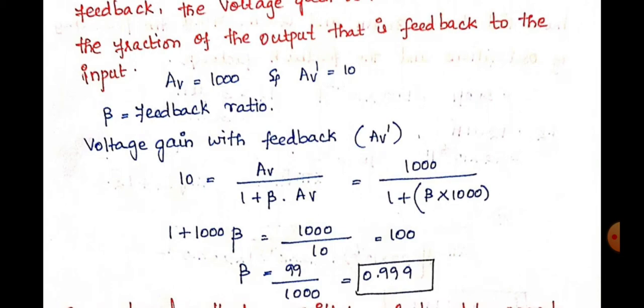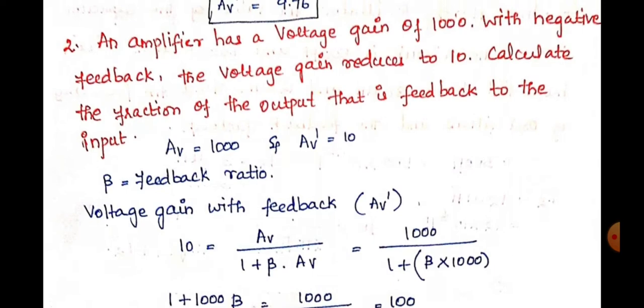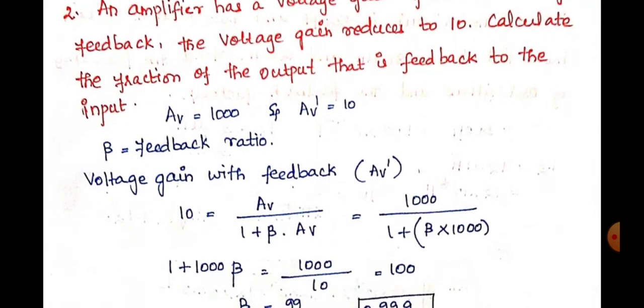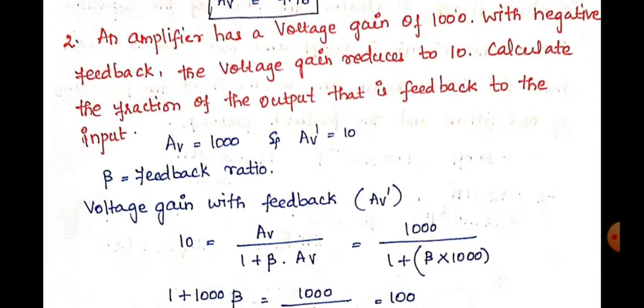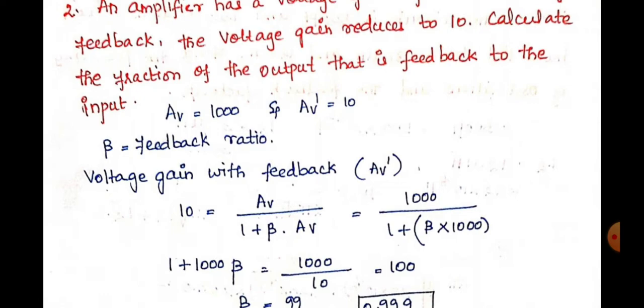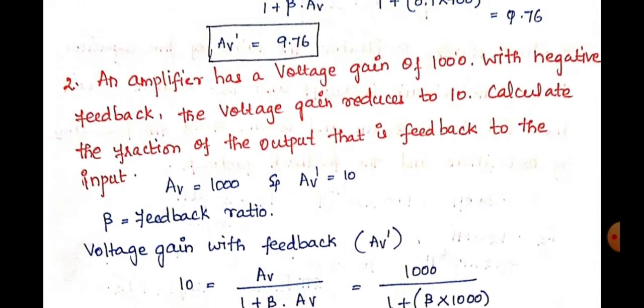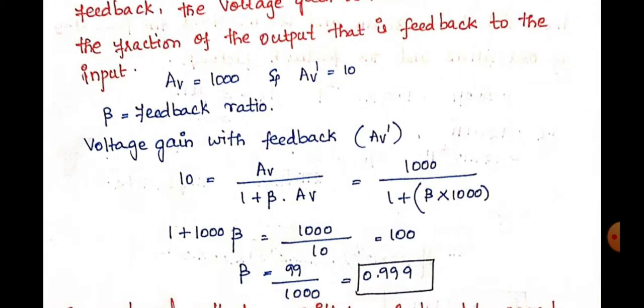You know the formula: voltage gain of the amplifier with negative feedback, AV dash, is equal to AV divided by 1 plus beta times AV. First note the formula and then substitute the values. AV is given in the question as 1000. So 1000 divided by 1 plus beta times 1000 equals AV dash, which is 10. So 10 equals 1000 divided by 1 plus beta times 1000. Cross multiply the 1 plus beta times 1000 term. The term in the denominator on the right-hand side moves to the left-hand side and multiplies in the numerator. So 1 plus 1000 beta is equal to, when the 10 moves from LHS to RHS, we place it as divided by, so 1 plus 1000 beta is equal to 1000 divided by 10.